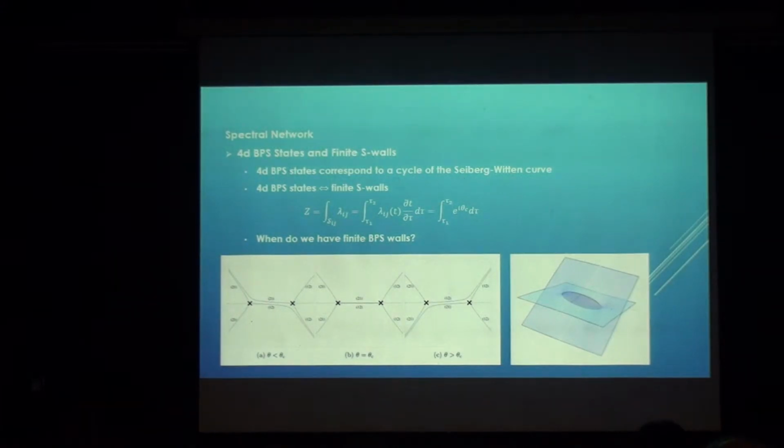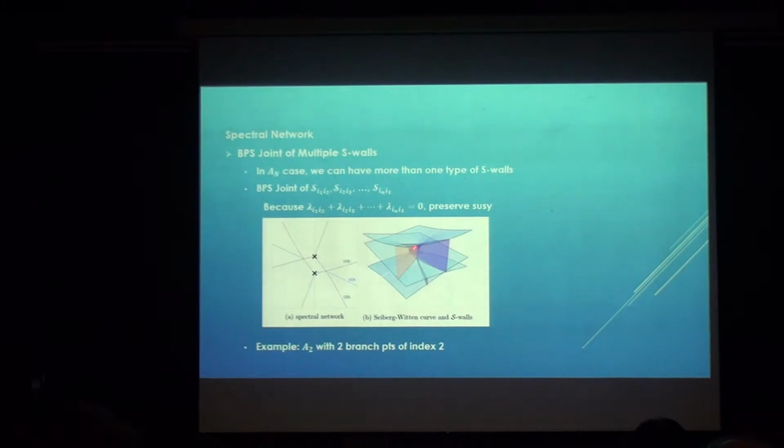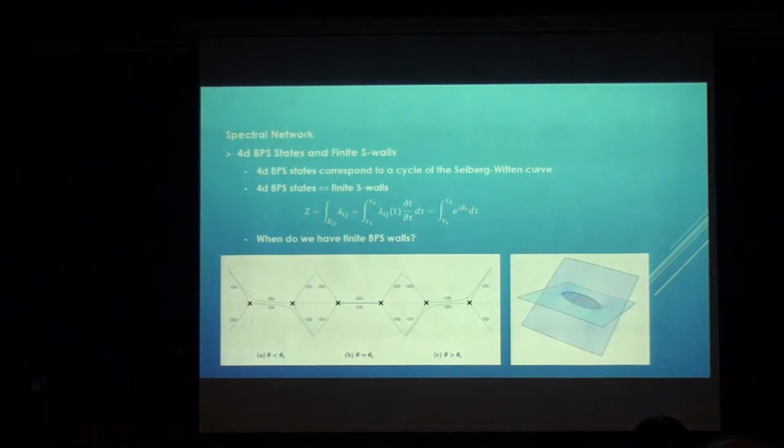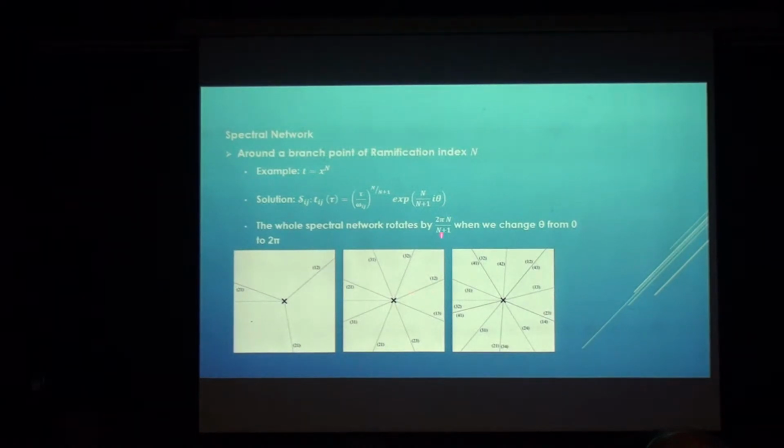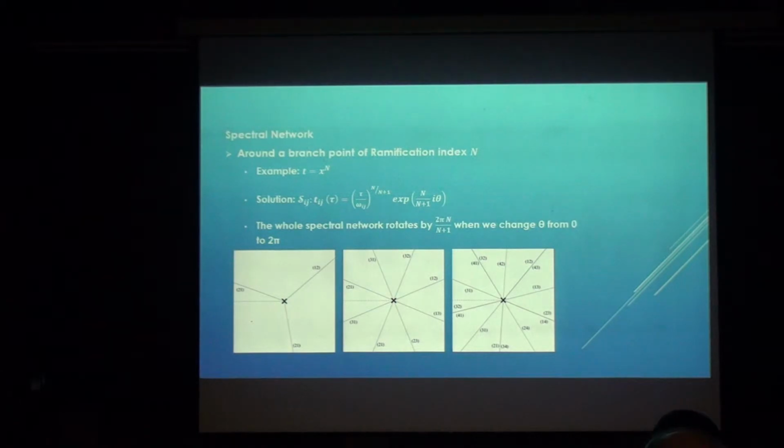So yeah, since we know the BPS spectrum, the spectral network, how do we determine the BPS states? From the knowledge of the Seiberg-Witten curve, we know BPS states correspond to a cycle on the Seiberg-Witten curve. And if we change the theta parameter here, the spectral network will rotate slowly.